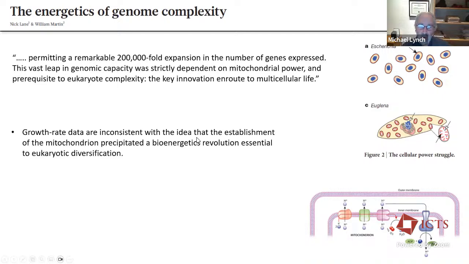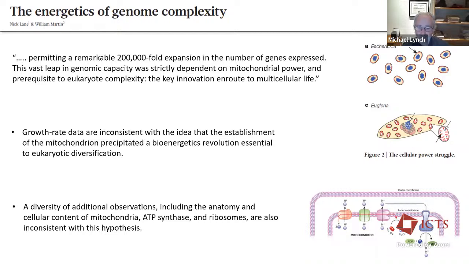As I already pointed out, the growth rate data are inconsistent with eukaryotes having gained a major bioenergetics advantage. They're not growing faster than bacterial cells. And then as I'll show now, there's a diversity of other observations, including the anatomy of mitochondria, various aspects of ATP synthase and of ribosomes themselves that are inconsistent with the idea that the use of mitochondria endows eukaryotes with some special bioenergetic capacity.